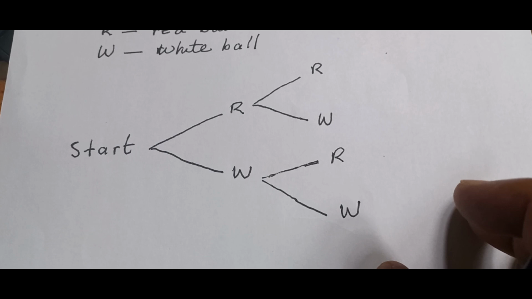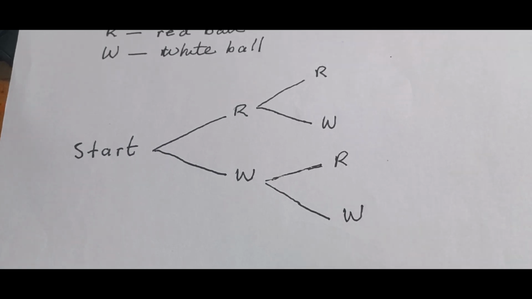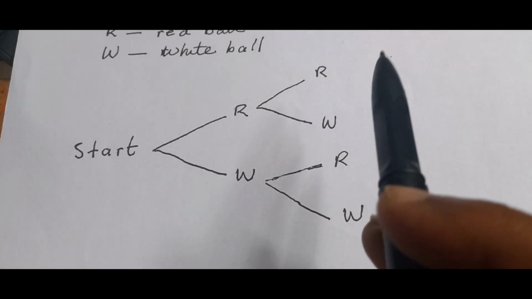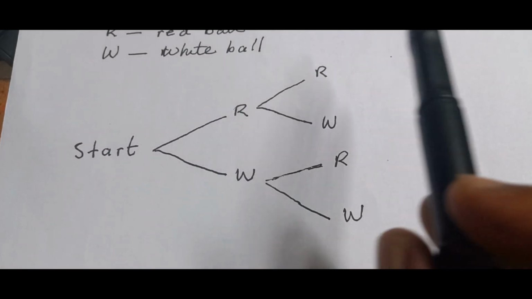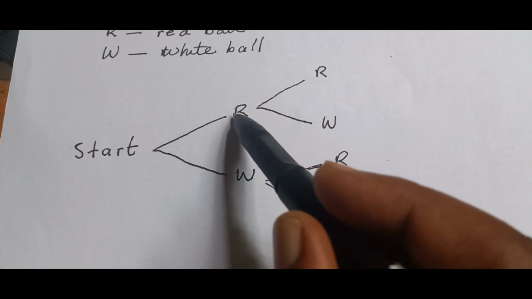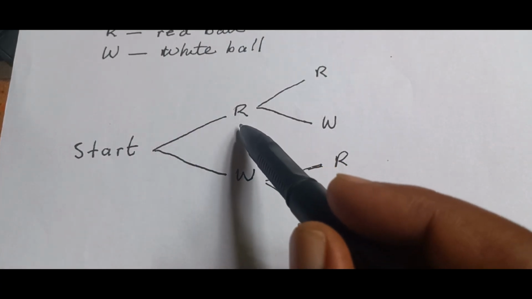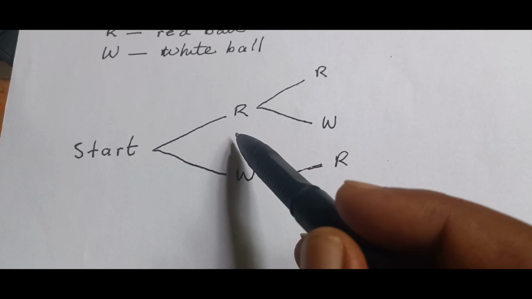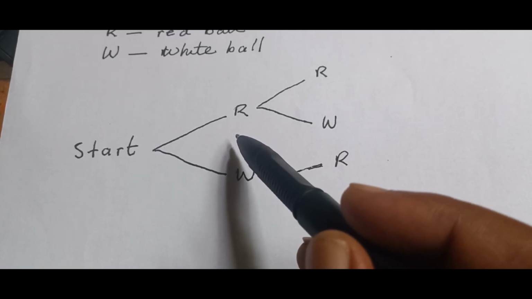So in our case here, we know we have 3 red balls and 5 white balls. So the total number of balls is 8. So the probability of drawing a red ball equals the number of red balls, which is 3, over the total number of balls.